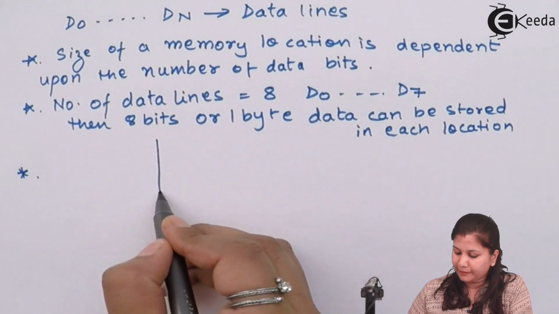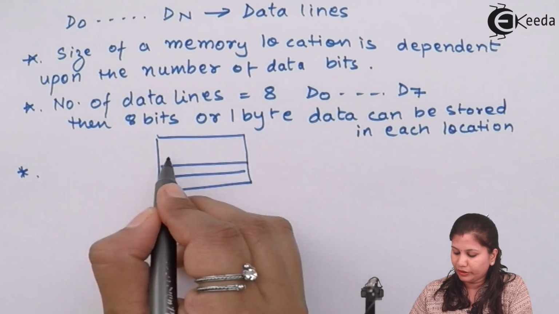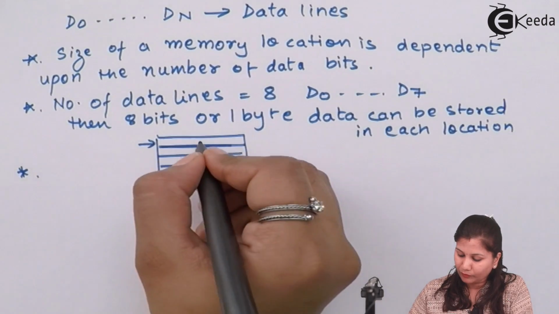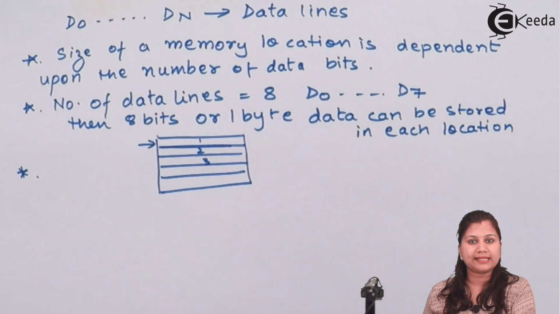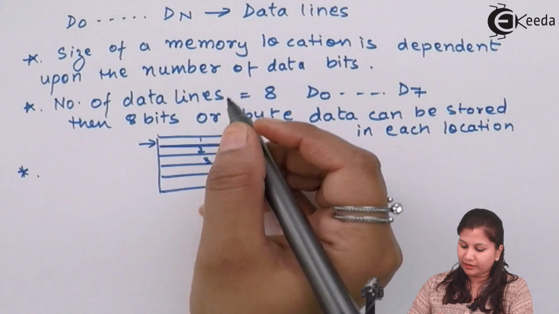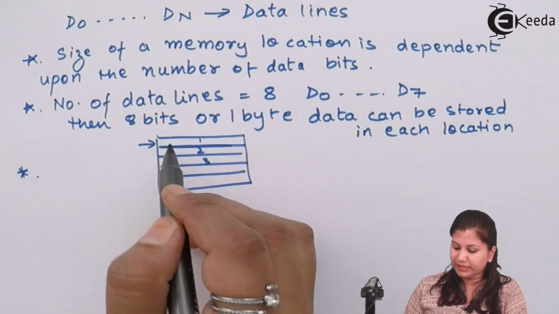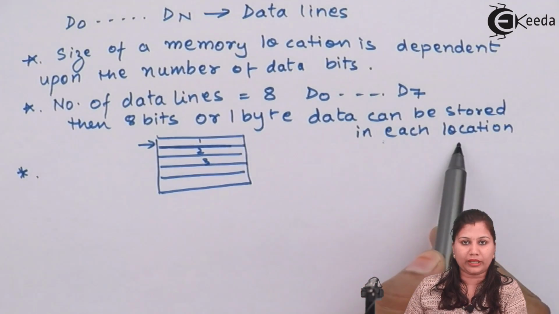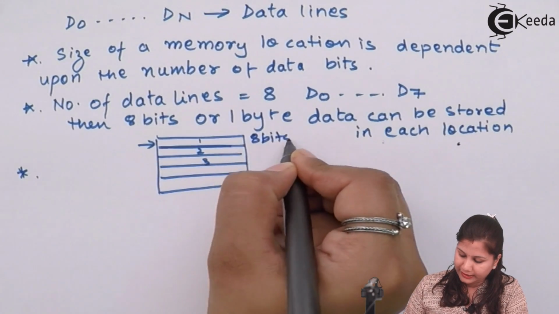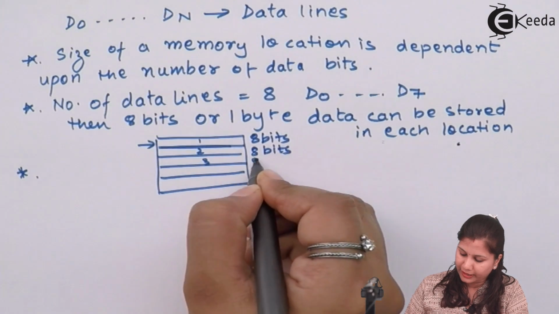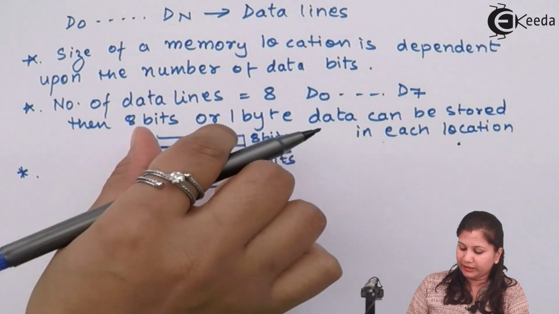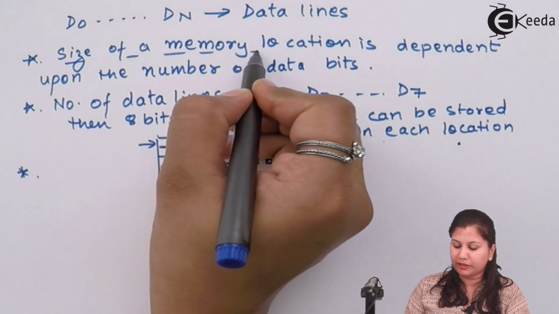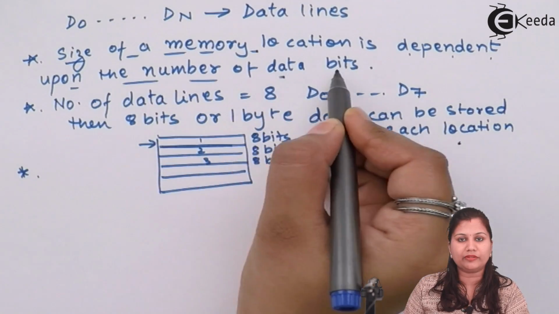Suppose this is our complete memory. This memory is divided into different registers, or we can say these are different memory locations, 1, 2, 3, till the memory size of the memory device. Because here we are having the number of data lines as 8, it means 8 bits can be stored at a single memory location. So 8 bits are stored here, again 8 bits are stored at the second memory location, then at the third memory location also 8 bits are stored. So in this way, at each memory location 8 bits can be stored. So we can say that the size of a memory location depends upon the number of data bits.